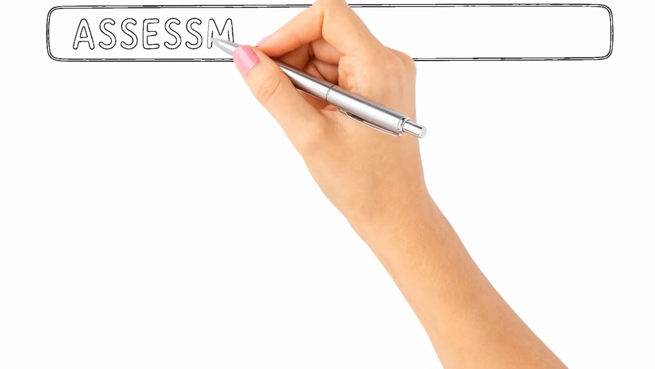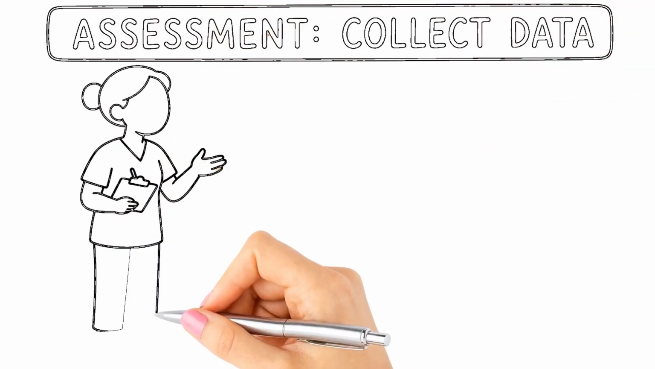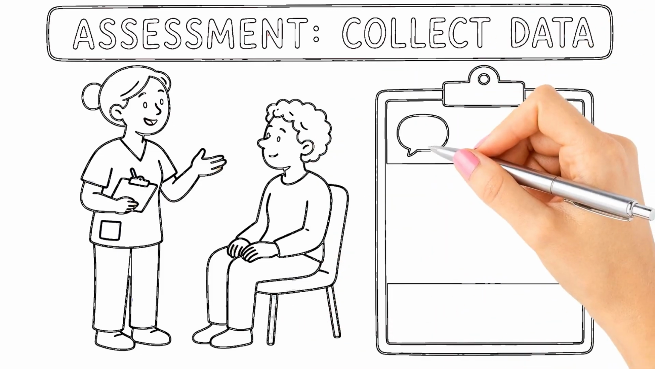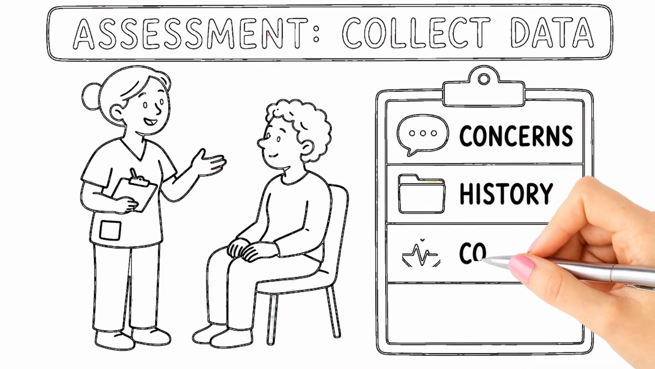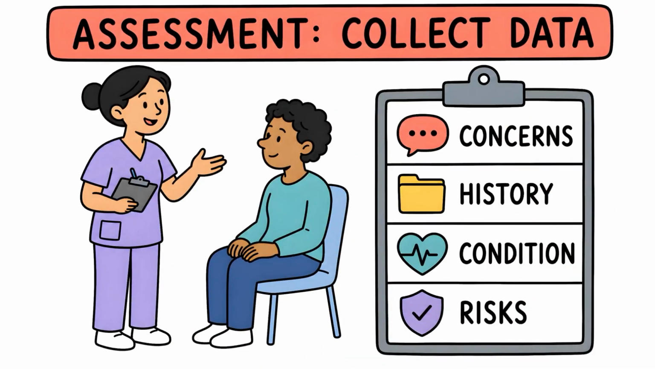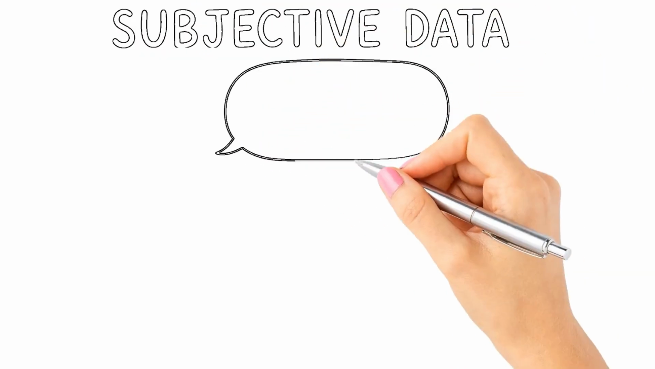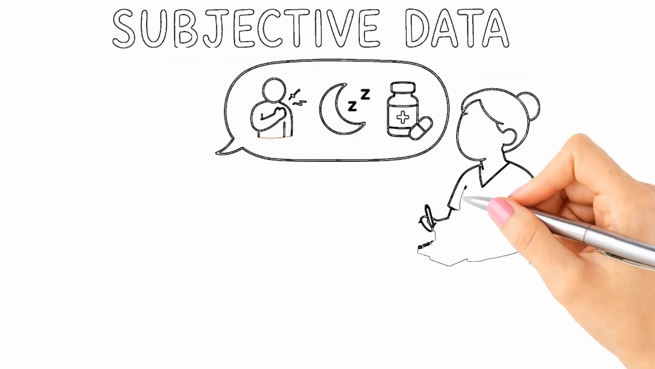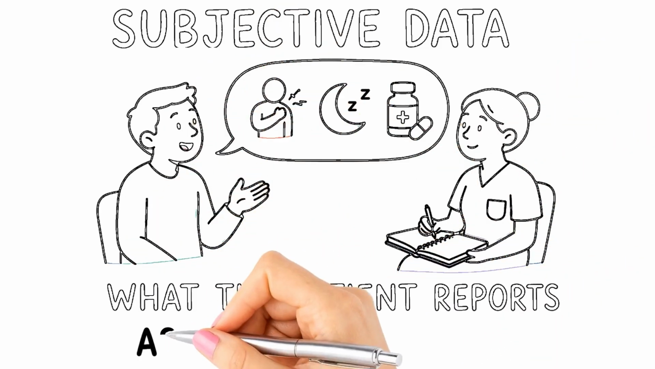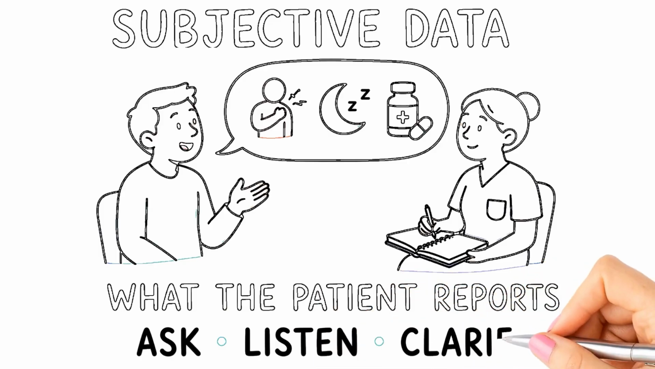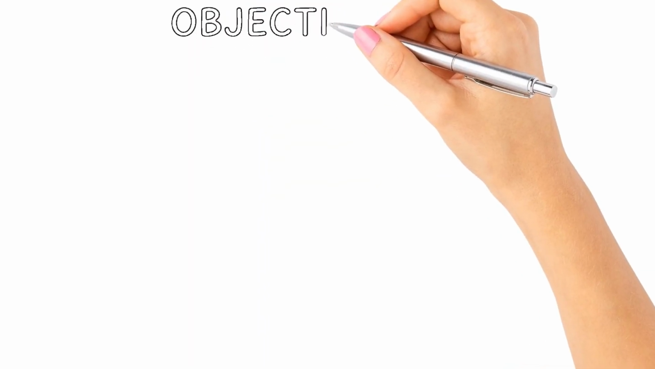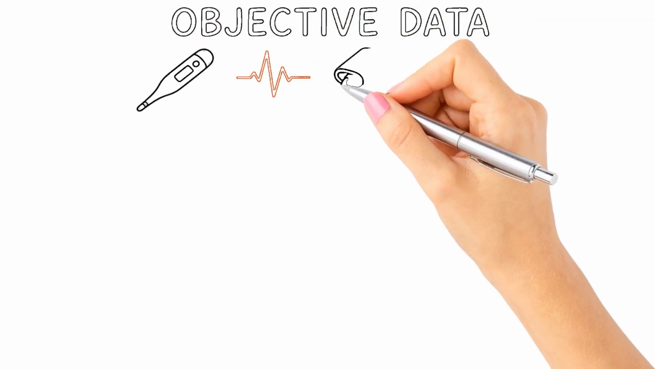Assessment begins as soon as the nurse encounters the patient. The goal is to collect complete, relevant information about current concerns, health history, physical condition, daily function, emotional state, and possible safety risks. Subjective data are what the patient or caregiver reports. The nurse uses open questions and active listening to explore symptoms, concerns, health history, medications, routines, and what matters most to the patient.